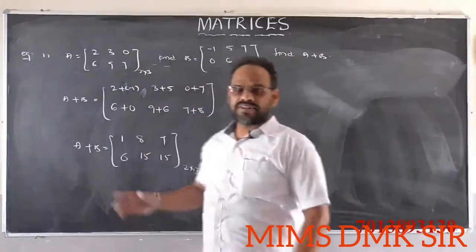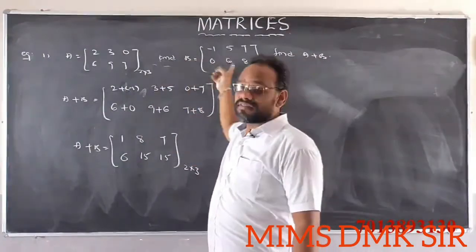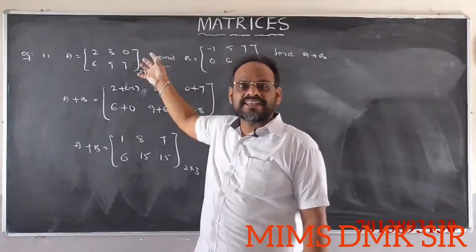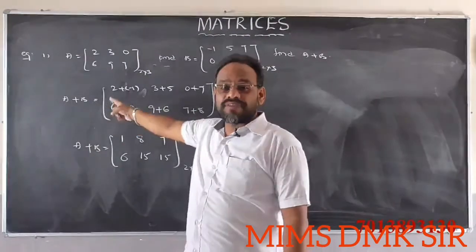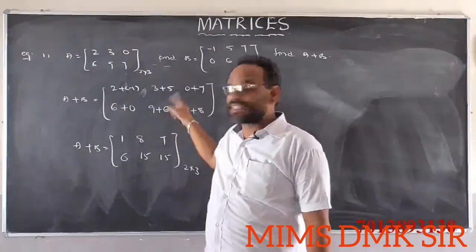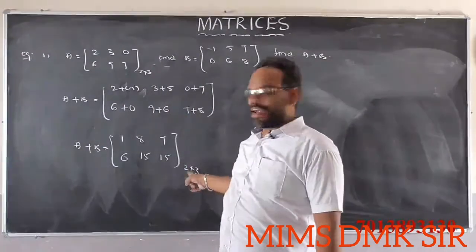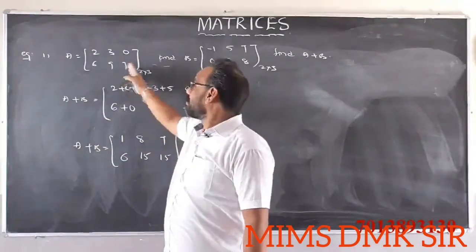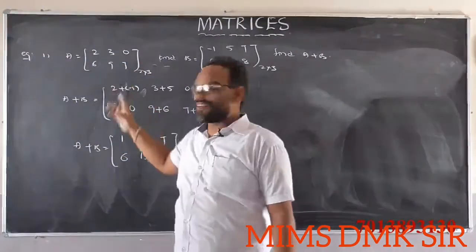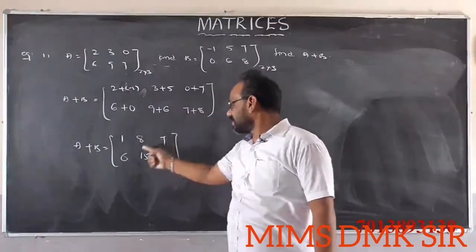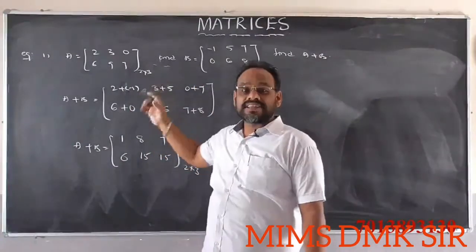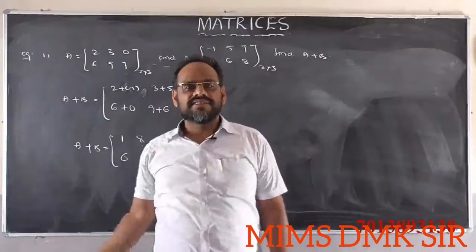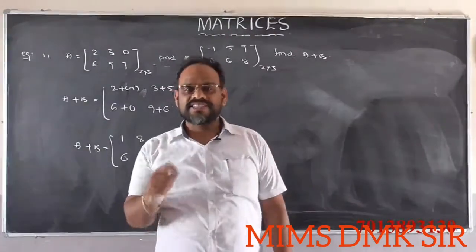So observe here, if A and B are two matrices of the same order, then their sum, defined by A plus B, is a matrix of the same order, and each element is the sum of the corresponding elements of A and B. This is the addition of two matrices.